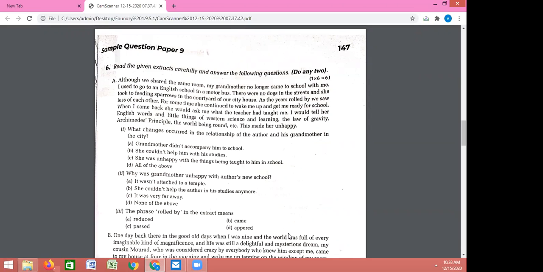The phrase rolled by in the extract, just look at this particular phrase in a systematic way. Rolled by. So I think line by line explanation, you must recall the lecture. You must be able to read and reread the things time and again. So if we look at the right answer of this particular question, the right answer will be, I think, PASSED. That is option number C.